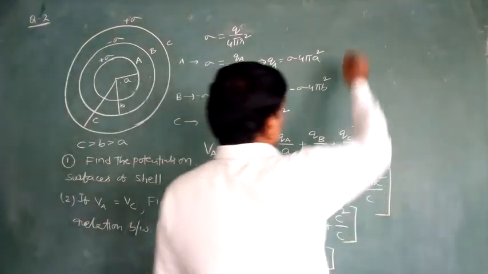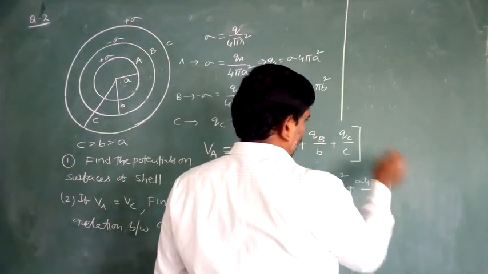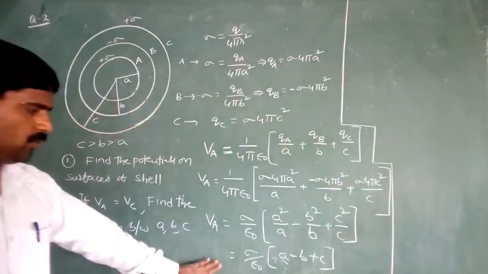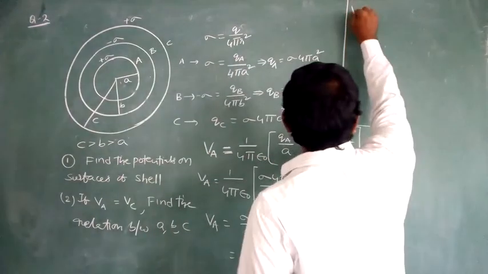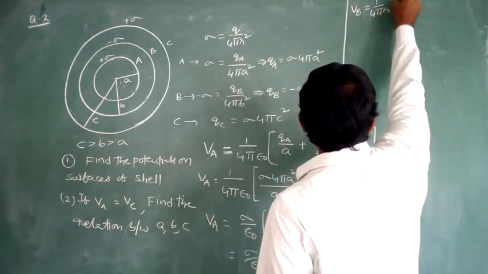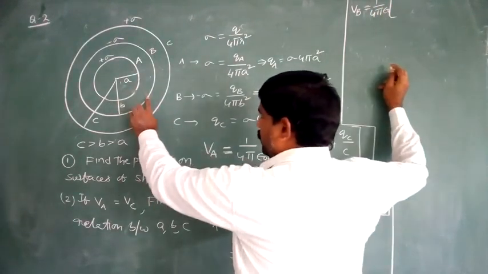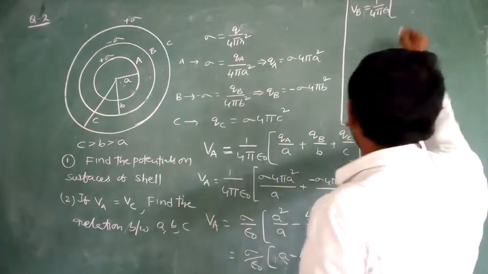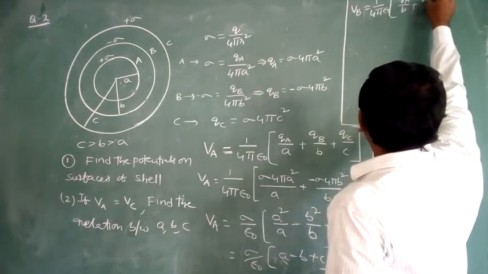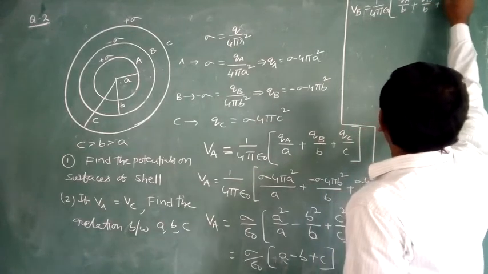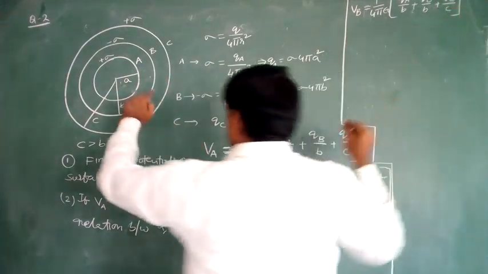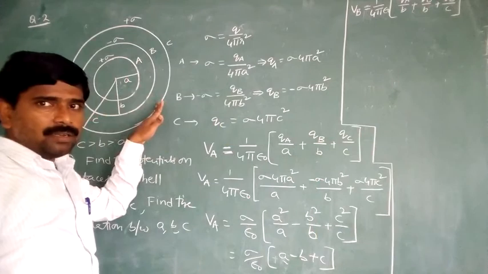Next, we will find out the potential on the surface of the second shell also. Try to observe here. VB, right now we want to find out the VB. VB is equal to 1 by 4 pi epsilon naught into QA by B plus QB by B plus QC by C. Why? Because B is an outer point for the first shell, and B is inside of the third shell.